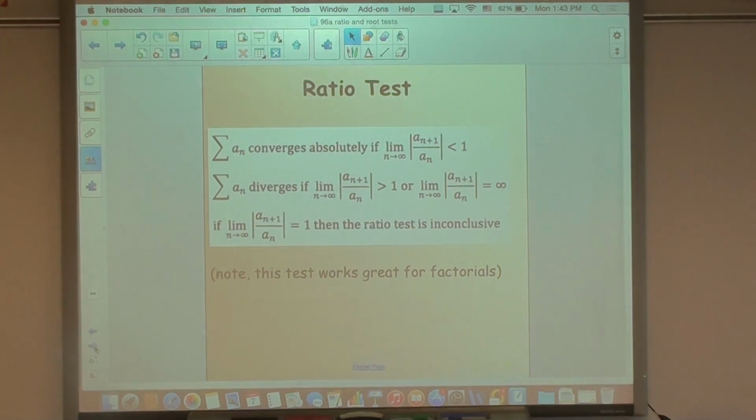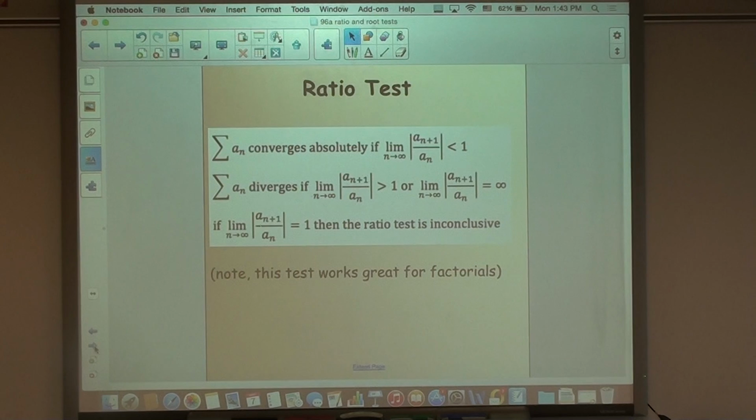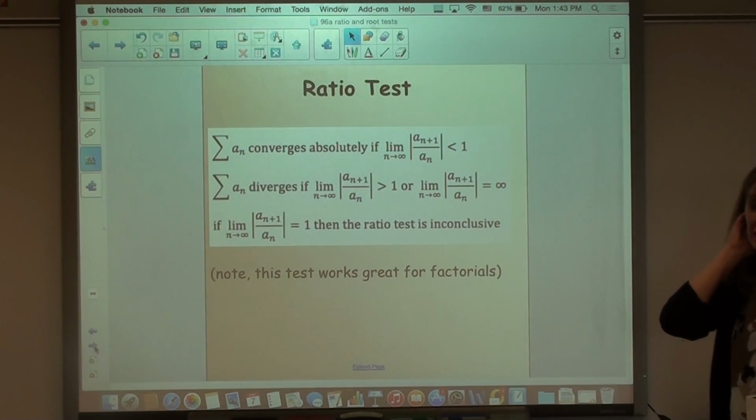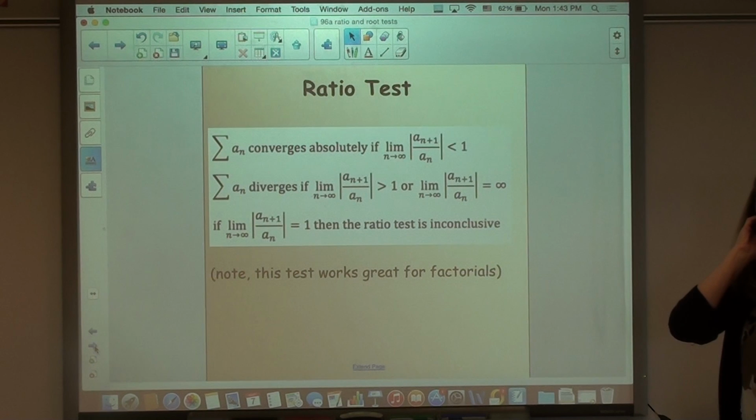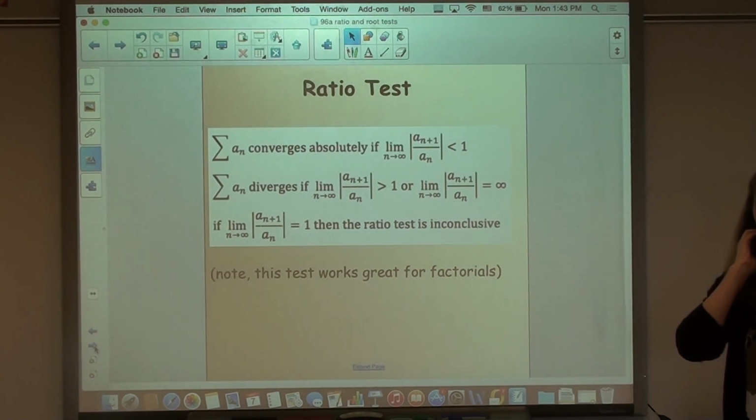This test works great for factorials, but it's not just limited to factorials. It works great for nth powers. It works great for alternating series. It works great for all kinds of functions. As a matter of fact, you will get so used to using this test that this will often become your go-to test.